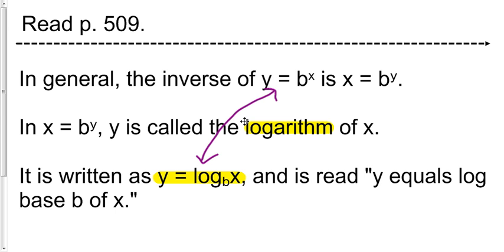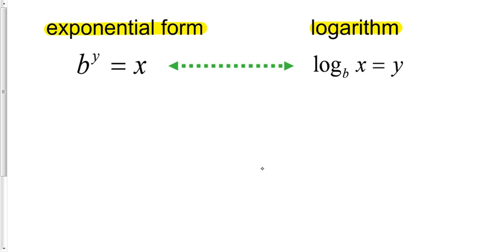Okay? The problem here is you don't want to write it as x equals b to the power of y, because in exponential form, you don't have it solved for y. And it's impossible to solve it for y. And so we just define it as y equals the log base b of x. It's the inverse of b to the power of x. Okay, so we can go from exponential form into logarithmic form pretty easily.